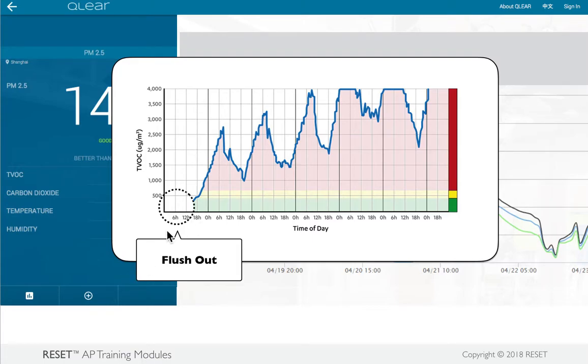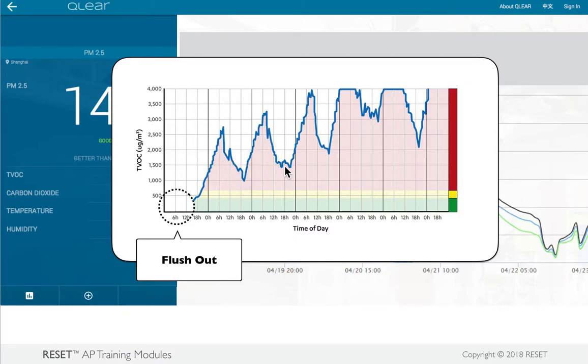So this is the timestamp going across the bottom, and these bars here are indicating 0 hour to 0 hour. So this is actually 1 day. So you can see our days going across the bottom, and you can see our TVOC chart, the numbers going up on the left. So this is the flush out period, after which we actually installed the continuous monitoring and started to look at what was happening in the space.